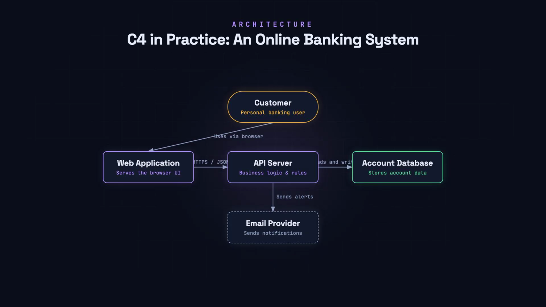Here is what a level 2 container diagram looks like for a simple online banking system. The customer interacts with a web application in their browser. The web application talks to an API server over HTTPS. The API server reads and writes to an account database and sends notification requests to an external email provider. Every box in this diagram is a deployable unit, something you could independently run, scale, or replace. This is the level that maps most directly to the tiers and services your infrastructure team actually operates.